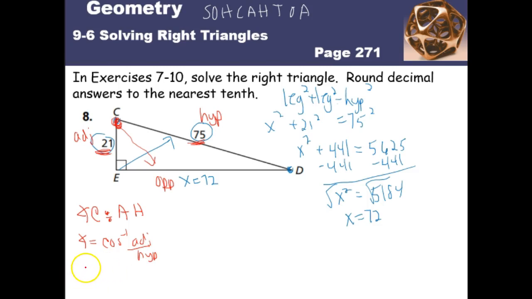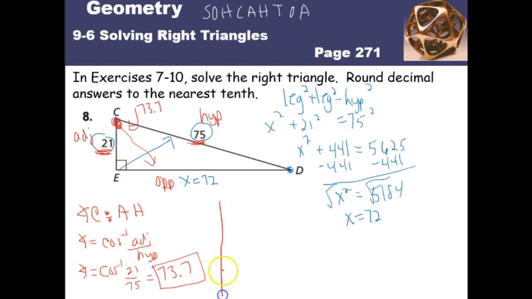And then again we're going to say the angle equals the inverse cosine of the adjacent, which is 21, over the hypotenuse, which is 75. And then I'm going to plug that into my calculator. So inverse cosine, so second cosine, and then 21 divided by 75. And I get 73.7. Okay, so I know that this angle right here is 73.7.